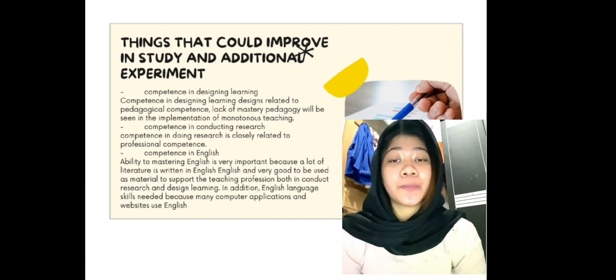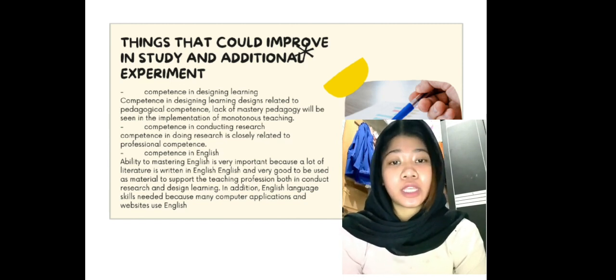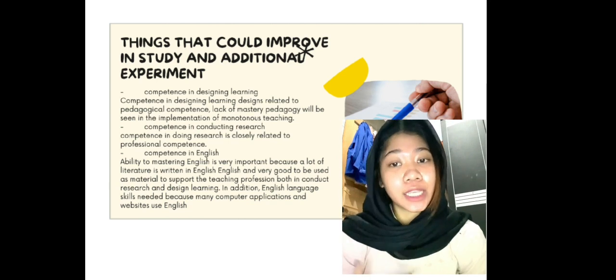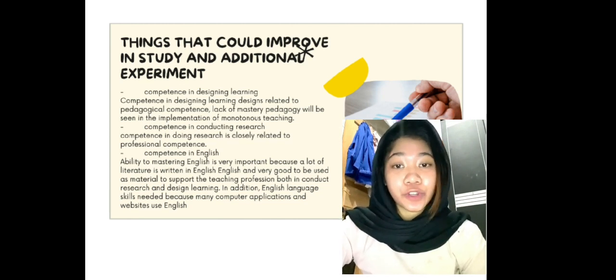Number two, there is competence in conducting research. Competence in doing research is closely related to professional competence. With research, teachers can identify problems that occur in the teaching and learning process and find solutions to those problems. In addition, conducting research will improve the ability of critical thinking and problem solving. These abilities play a very important role in increasing the professionalism of a teacher.